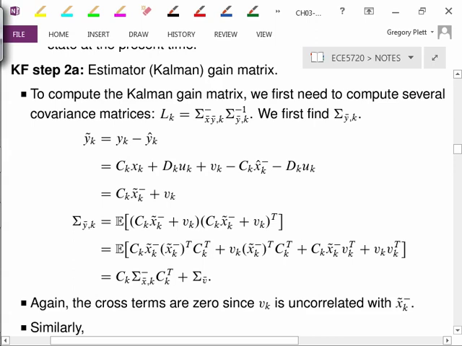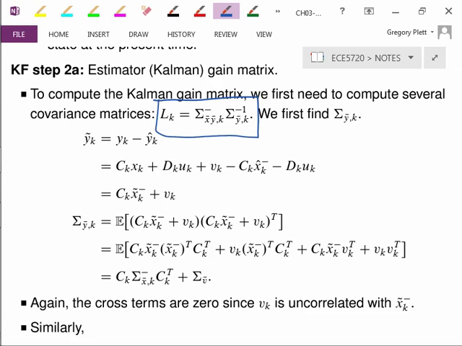Step 2a, we've done all of our predictions. Now we are going to make our corrections, and we have to prepare for the correction by computing the estimator gain matrix, which is also known as the Kalman gain matrix. The equation to compute the gain matrix is this. L is equal to the cross covariance between x tilde minus and y tilde, and the inverse of the autocovariance of y tilde. We have to find those two matrices. Let's figure out this one first.